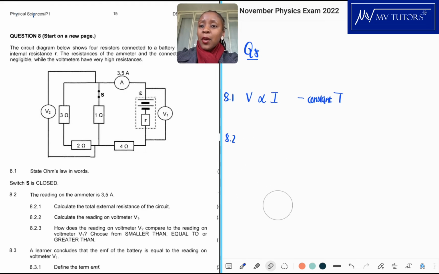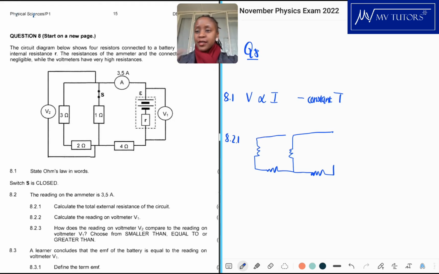Let's get back to the question. 8.2.1 says, calculate the total external resistance of the circuit. We have an interesting circuit over there because you have the 4 ohm resistor and the 1 ohm resistor, and other things. Then you have the 2 as well as the 3.